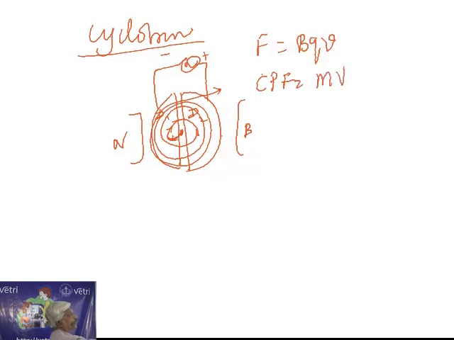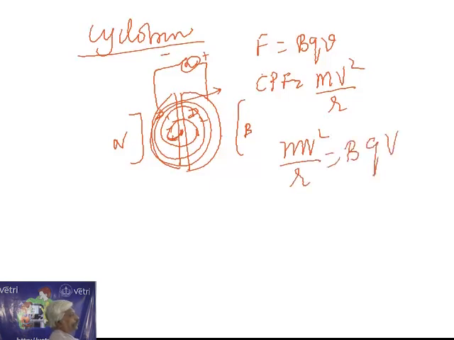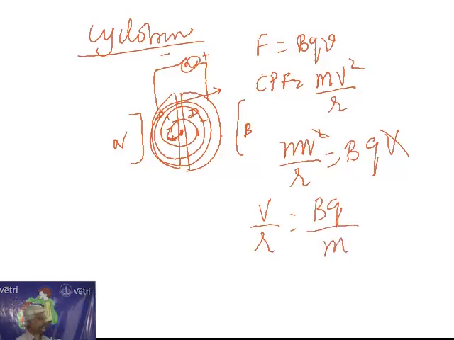That is also mv squared by r, where m is the mass of the charged particle placed at the center, say a proton, v is the velocity of the charged particle, and r is the radius of the circular motion. Therefore, m v squared by r is always equal to BQV. So here also we are getting v. Therefore, v by r is equal to BQ by m.